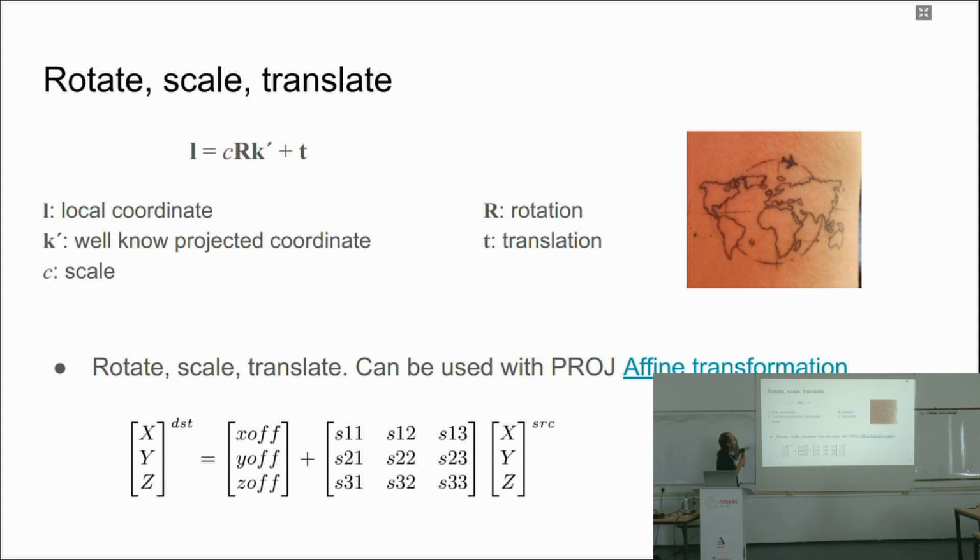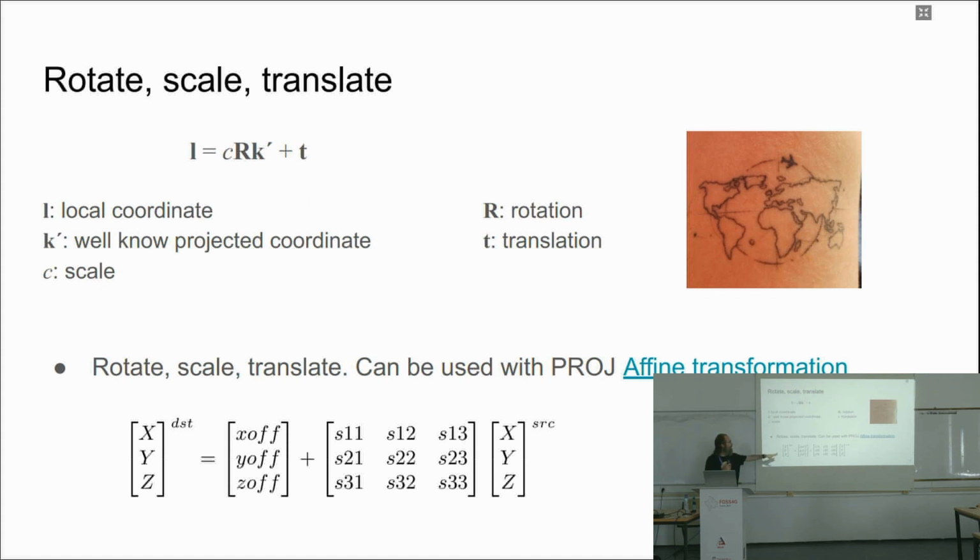Okay, so on top of that projected CRS, we're going to apply a rotation, scale, and translation. In this formula I tried to use the same letters as in the paper. The rotation is a matrix. It can be a 2D or 3D rotation. T is a translation, a vector, and C a scale. And that transformation fits very well with what PROJ has as an affine transformation.